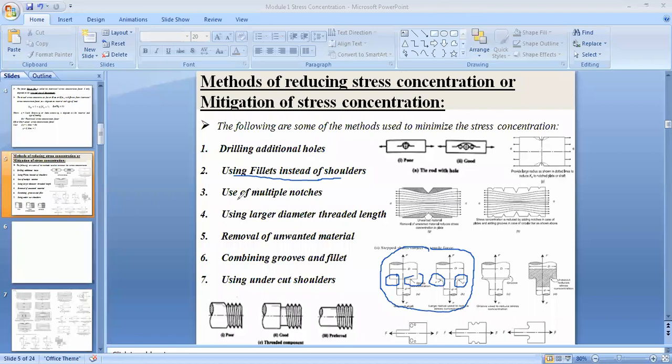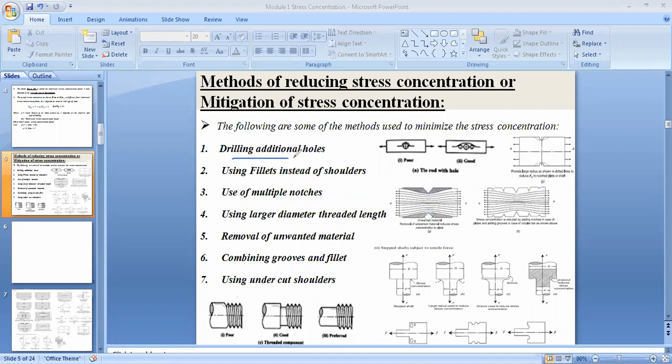Then third one, use of multiple notches. If you use only one notch here, then again the stress flow lines will concentrate at the tip of the notch, right? Instead of that, we use multiple notches. If you use multiple notches, see how the stress flow lines are there, right? This is the third method.